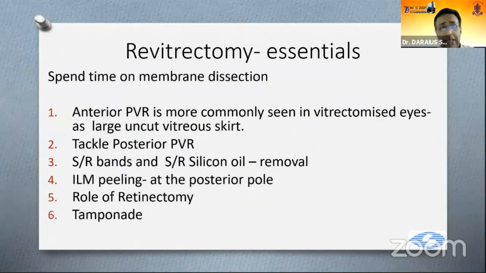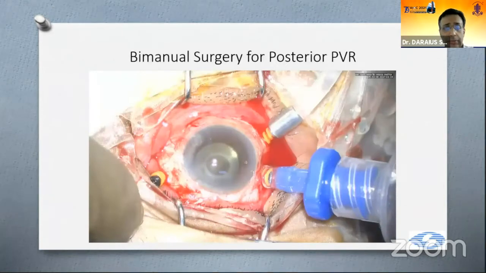Spend time on membrane dissection. This is because anterior PVR is more commonly seen in a vitrectomized eye. Normally, we find that the previous surgeon or ourselves have left a large uncut vitreous skirt causing it. Then move on to posterior PVR, remove the subretinal bands or subretinal silicone oil or PFCL as we saw, do the ILM peeling, retinectomy, of course, has already been discussed, and then decide about the choice of tamponade.